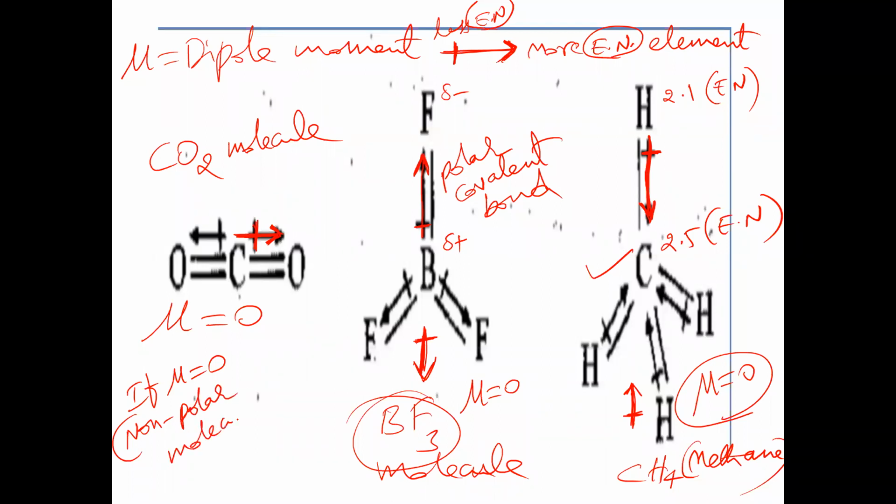Why is the molecule called a non-polar molecule here? Because the net dipole moment, the overall dipole moment of the molecule, is 0. That's why we say non-polar molecule. CO2 molecule, BF3 molecule, CH4 molecule: all these 3 are non-polar molecules. Why are these 3 molecules non-polar? Because of zero dipole moment. Is the concept clear?